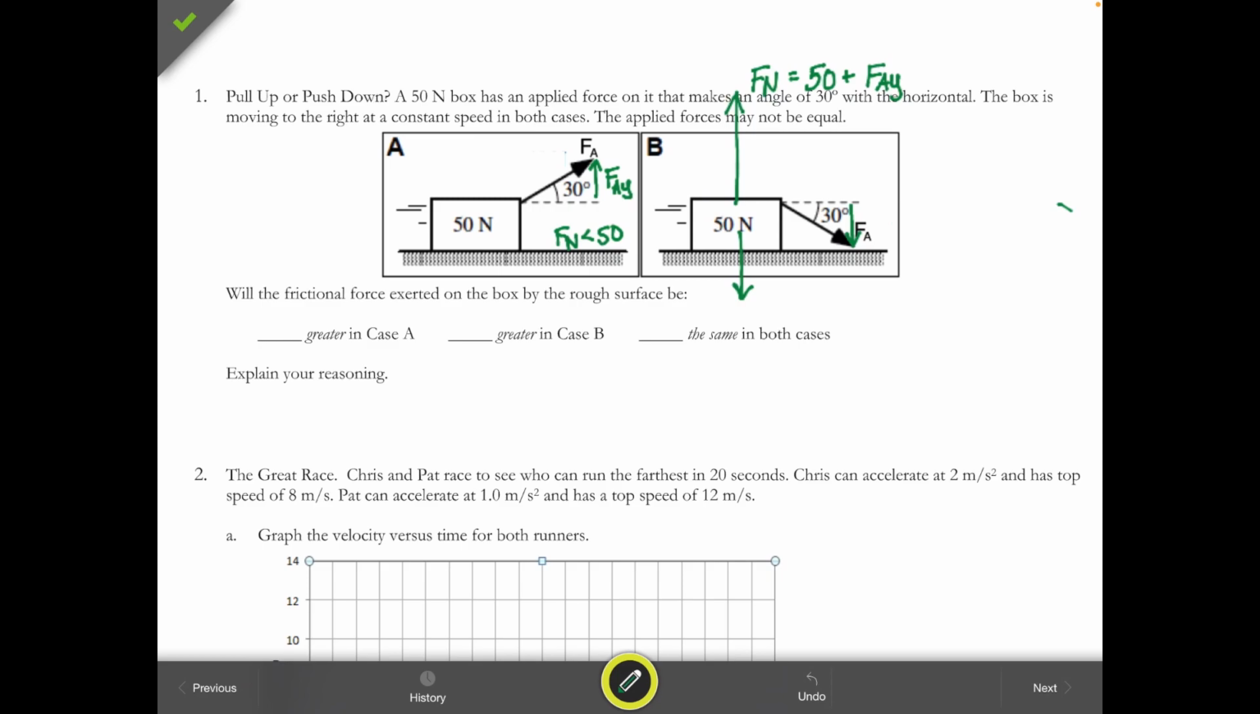As a result, if the normal force is bigger, that means there's more friction in B. Why is that? Because friction only depends on two things: the material, symbol is mu, and the normal force pushing those two surfaces together. There is a direct relationship between normal force and friction force. So B has more normal force, B has more friction force.